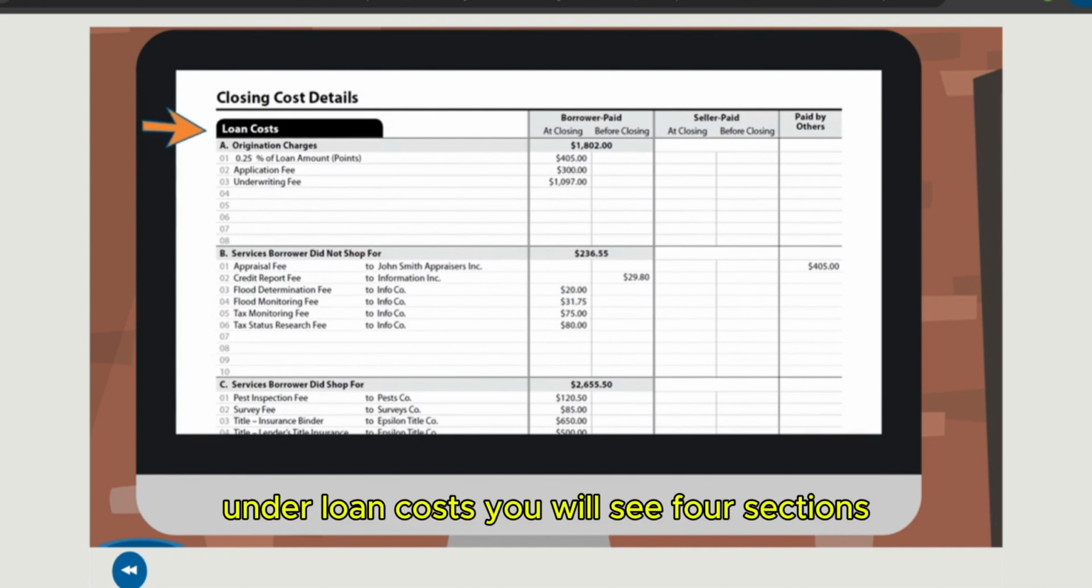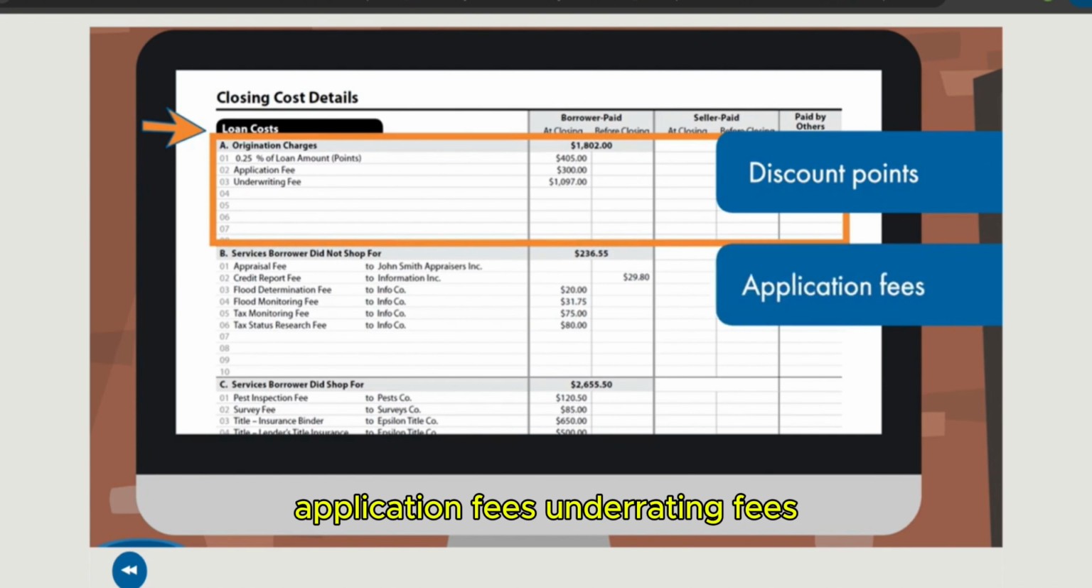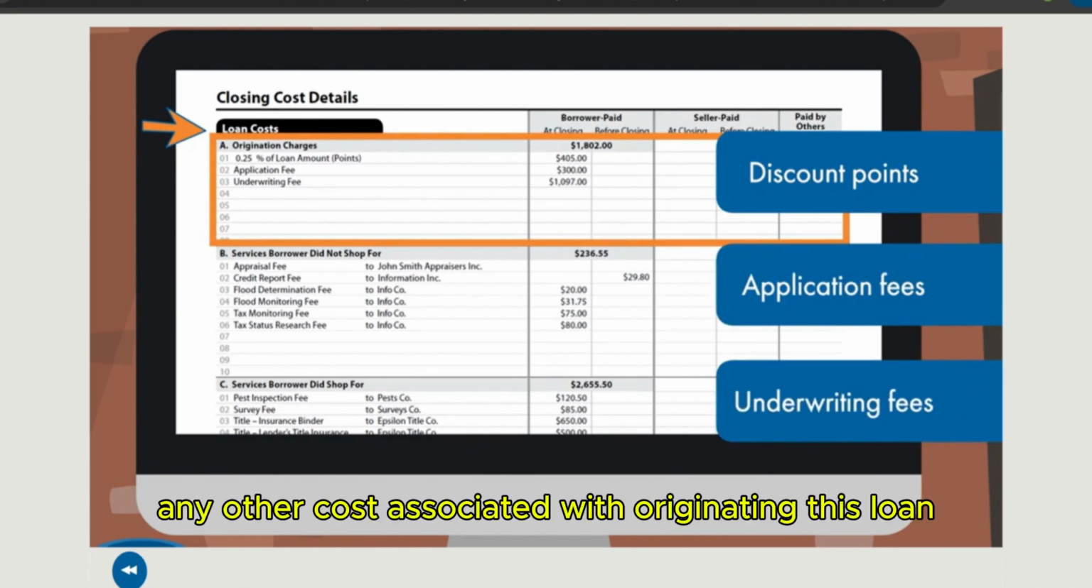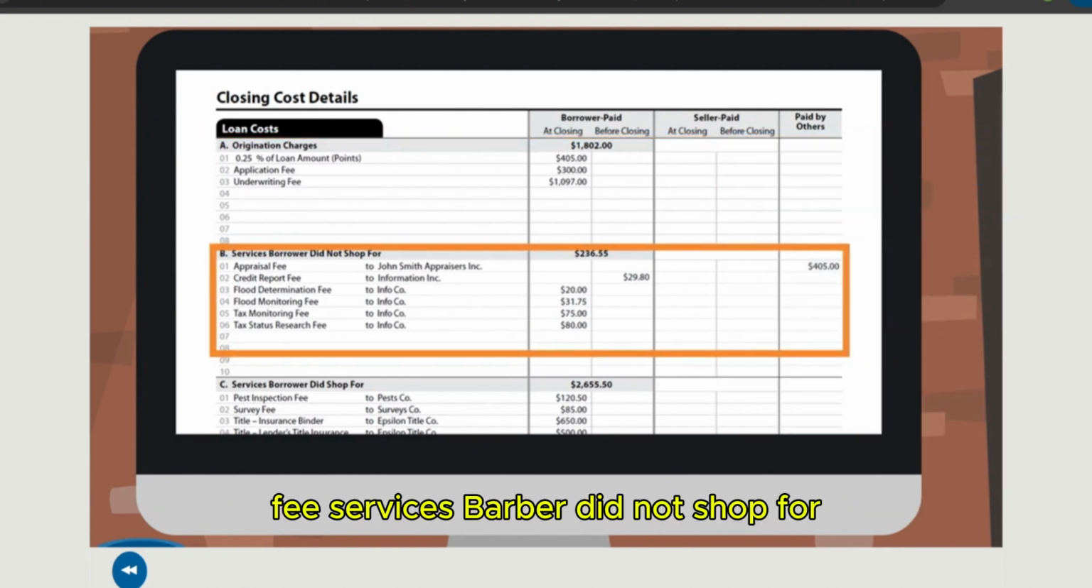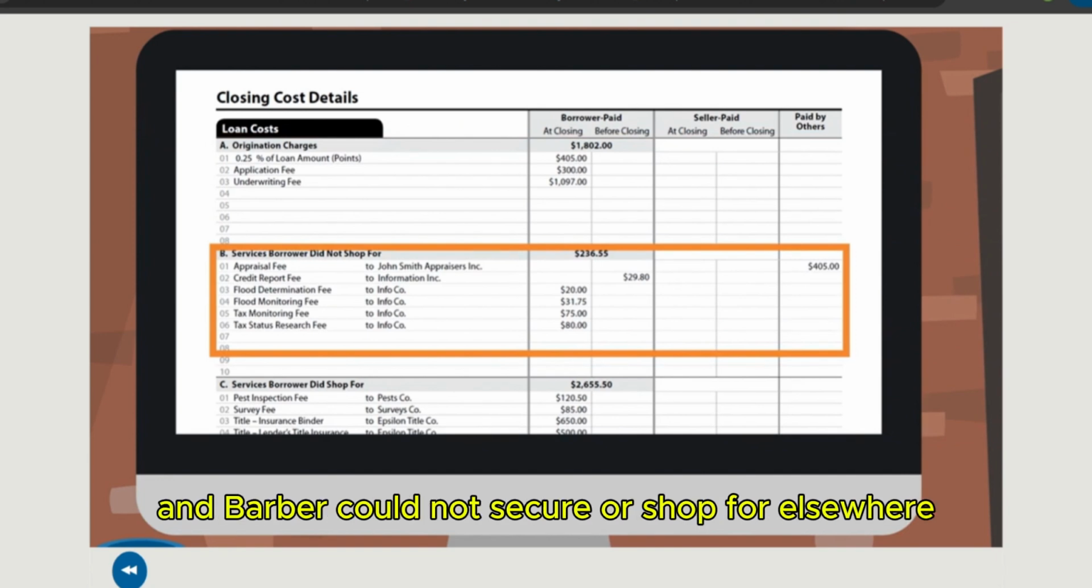Under loan costs, you will see 4 sections. A. Origination charges. This includes any discount points, application fees, underwriting fees, and any other costs associated with originating this loan. B. Services borrower did not shop for, which includes the services required for the loan the borrower could not secure or shop for elsewhere.